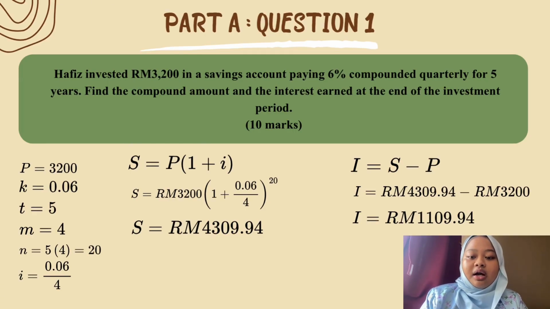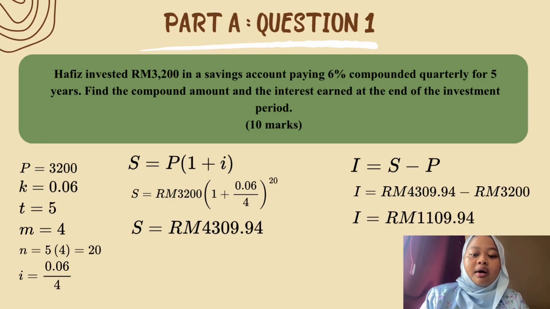P equals RM 3,200, K equals 6% or 0.06, T equals 5, M equals 4, N equals 20, and I equals 0.06 per 4. We can use the formula S equals P bracket 1 plus I.